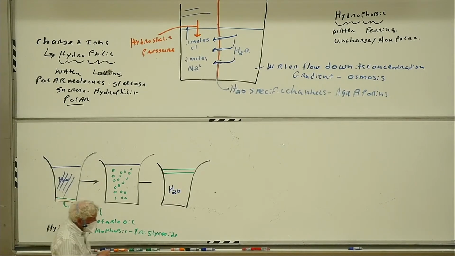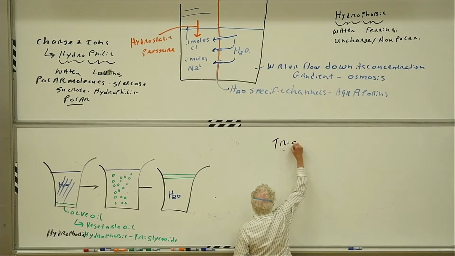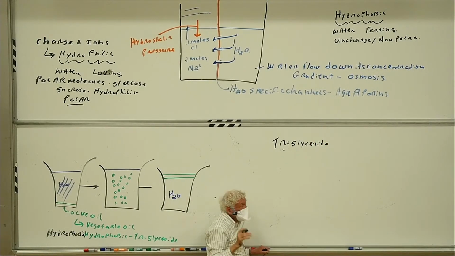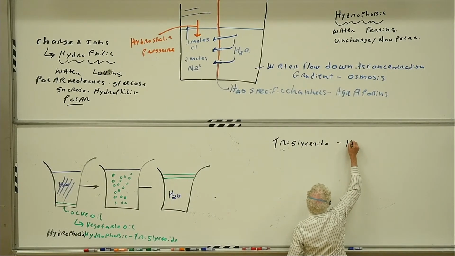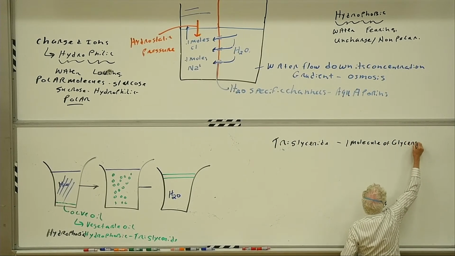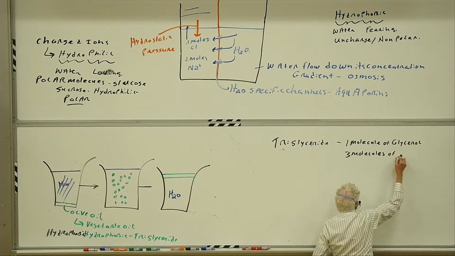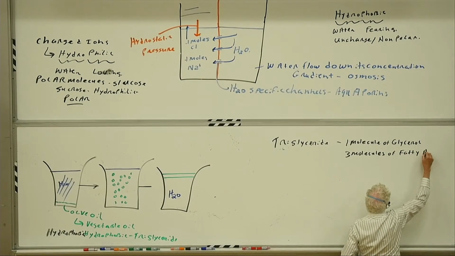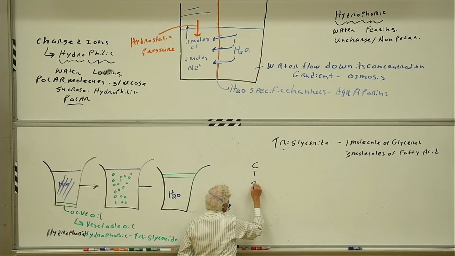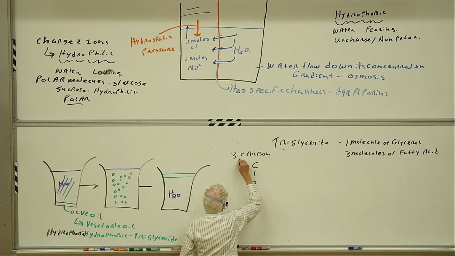To understand why these molecules are hydrophobic, we have to spend a little bit of time with the chemistry. And so we're going to talk about a triglyceride. Now, a triglyceride is made from one molecule of glycerol and it's made from 3 molecules of fatty acid. Let's start with the glycerol. Glycerol has 3 carbons. We're going to call this a 3-carbon alcohol.